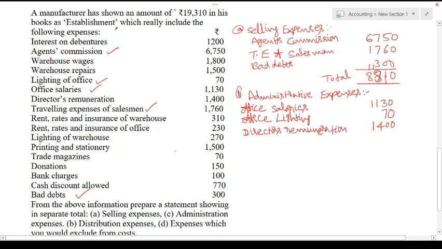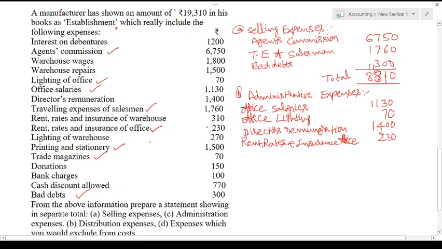Rent, rates, and insurance of office. Printing and stationery, trade magazines. These three come under office and administrative expenses. Now rent, rates and insurance of office, 230 rupees.